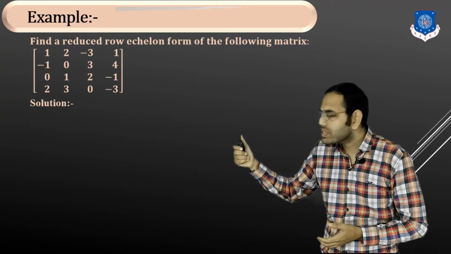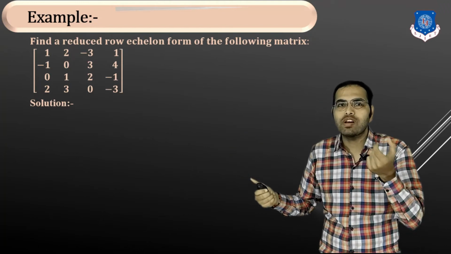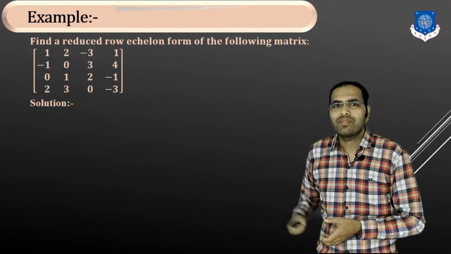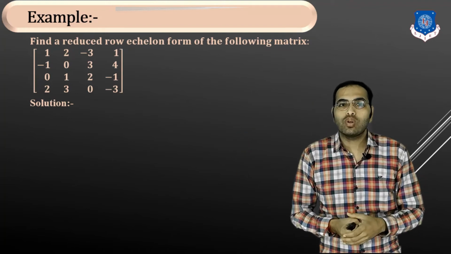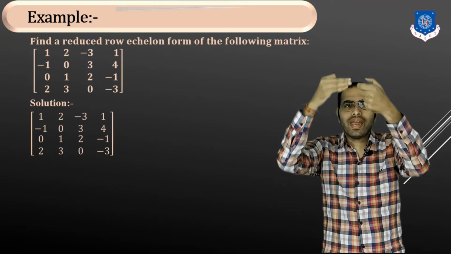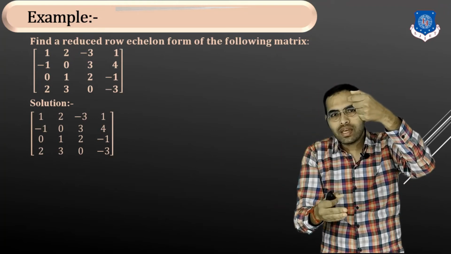Here in the first row and first column, that is the A11 position, there is a leading 1. Then with the help of that leading element, the remaining entries of that column are made 0.